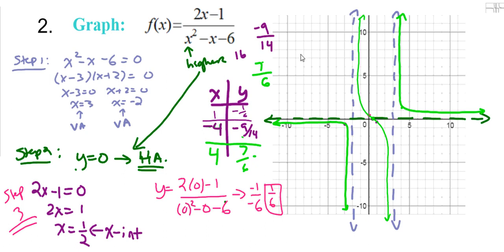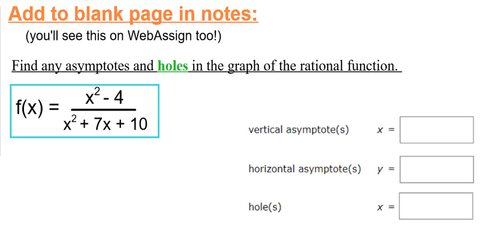All right, let's see what else I wanted you to do. Okay, it says add to blank page in notes. You'll see this on WebAssign too. It says find any asymptotes and holes in the graph of the rational function. Okay, so this is good because we're not graphing, we're just really focusing on the new stuff. So go ahead and pause this and write it down, and let me show you how to do this since it's on your WebAssign you're going to do in a few minutes.